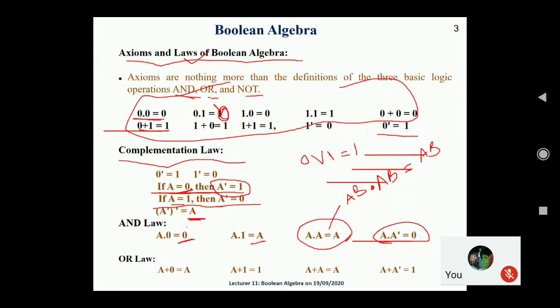This is called the AND law because here we are using the AND operation. Every expression in this law uses the AND operation, so it is called the AND law. And what is the OR law? A plus 0 equals A, A plus 1 equals 1, A plus A equals A, and A plus A complement is also 1. This one is called the OR law.